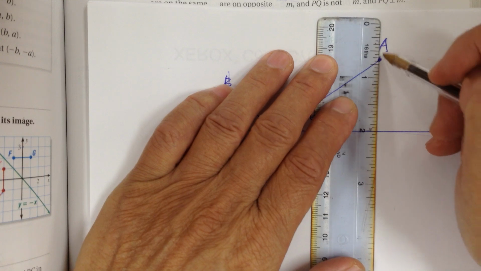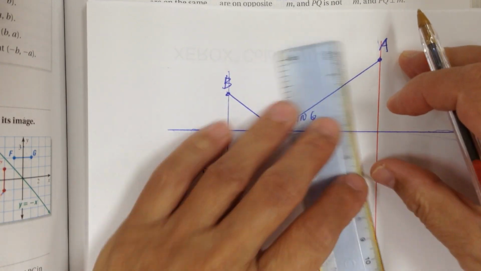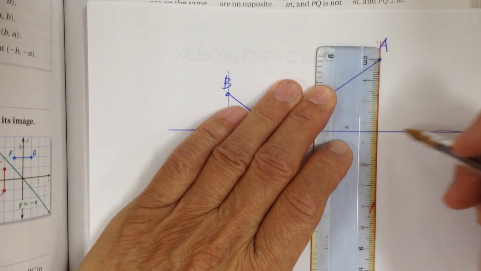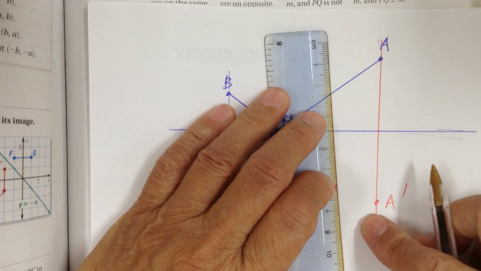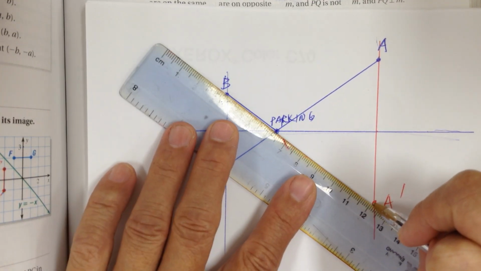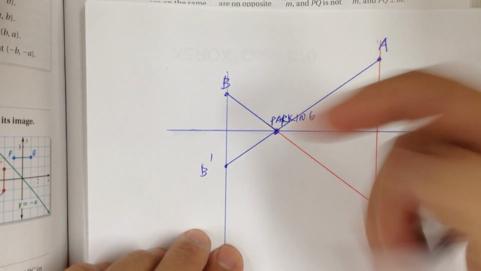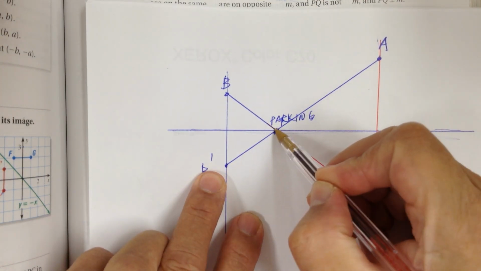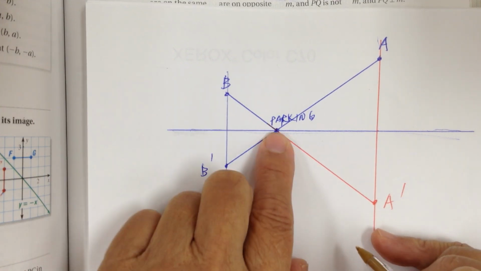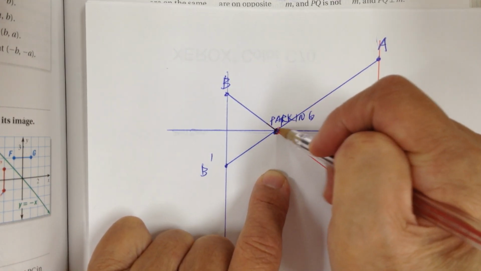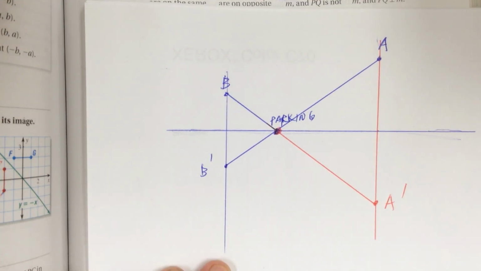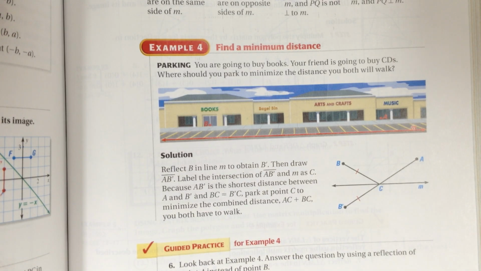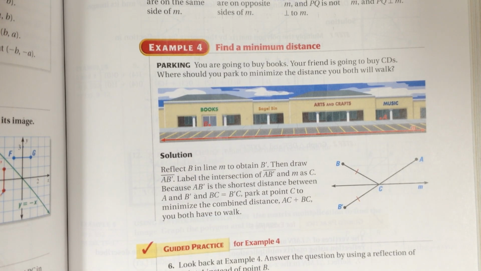So if you reflect this one and you connect the dots, you're going to get the same answer. See that? If you reflect, you connect the dots, you end up right over here. If you reflect this one, you draw again, you're going to get the same result. So this is where you park to minimize the walking to the two stores. So that's the purpose, the practical use of using the reflection.